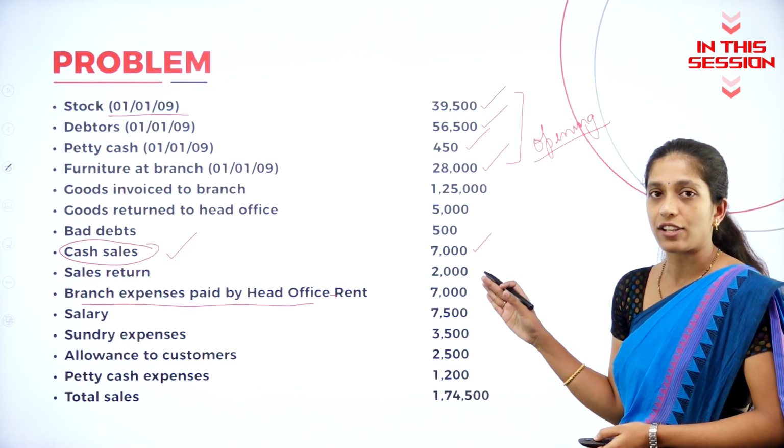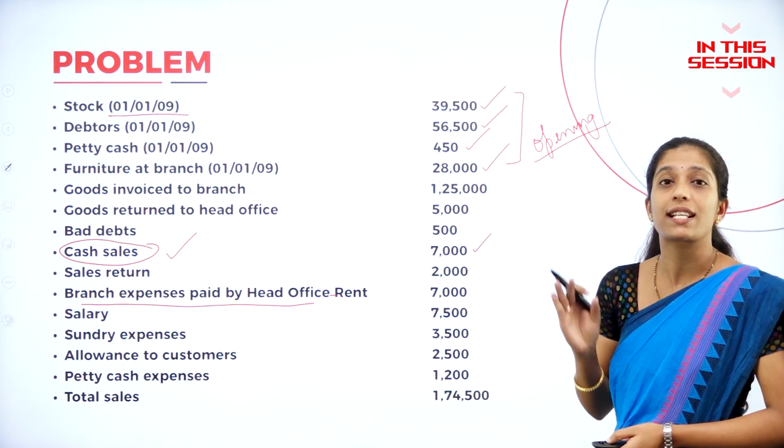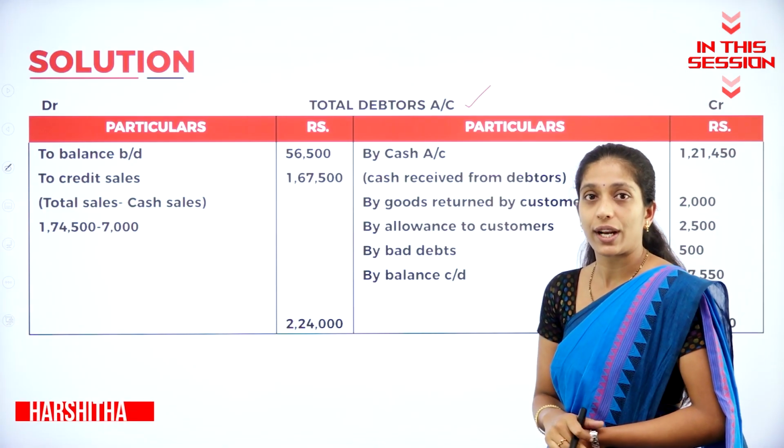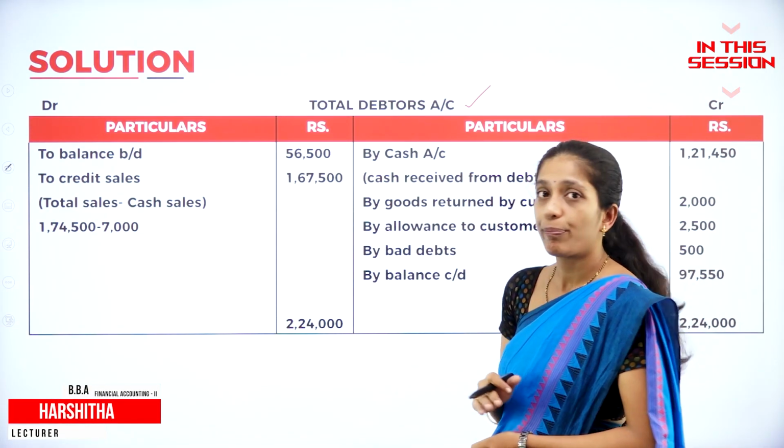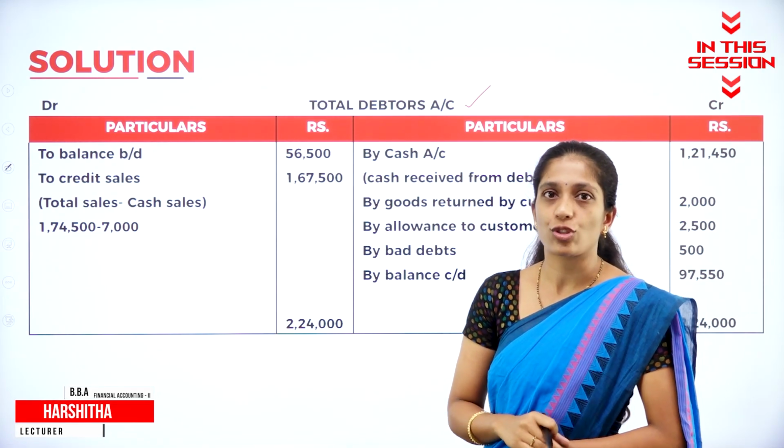So record this cash sales. At the same time, they have not given cash from debtors. What you are going to record in the debit side? So that is balance brought down. That is the opening balance of debtors.